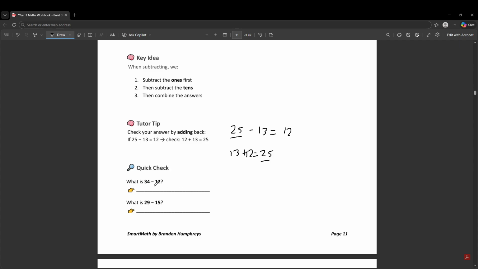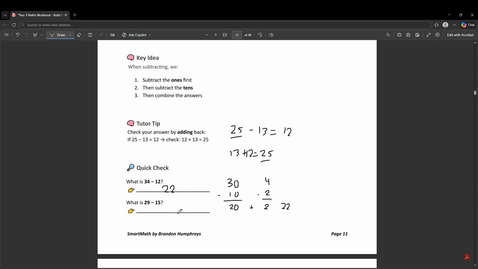What is 34 minus 12? I'll give you guys a sec just to figure this one out. Alright, so we'll line up the tens together, so we'll have 30 and 10, and subtracting these will give us 20, and then we'll have our ones, 4 and 2. Subtracting these will give us 2, and when we add these two together, we'll end up with 22. So that's the answer to our first example.